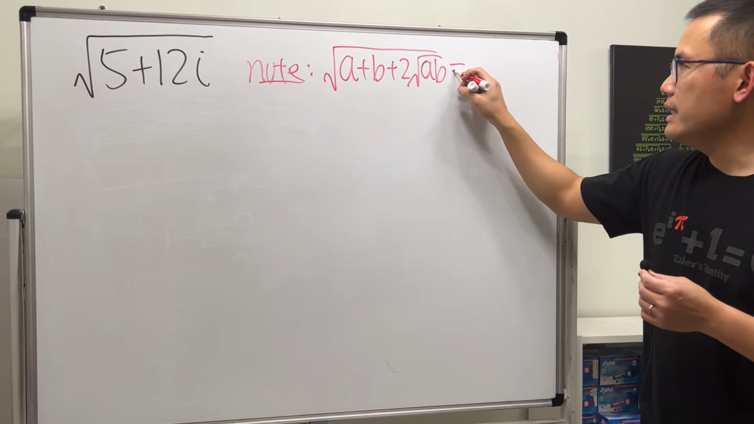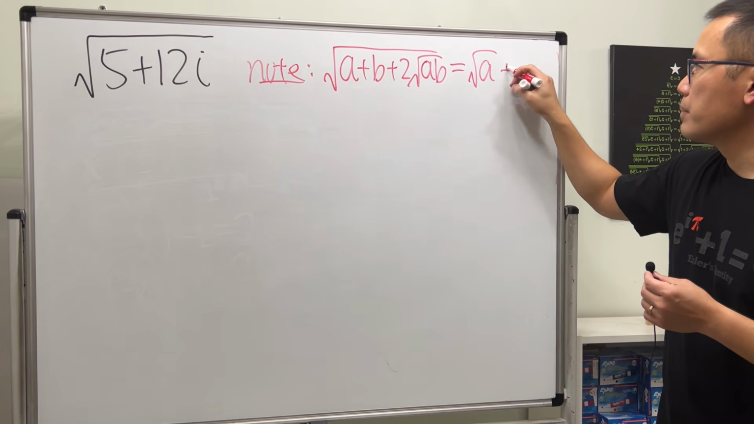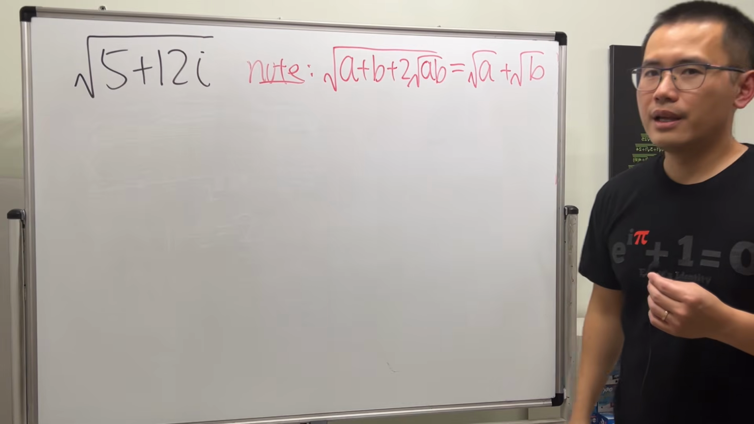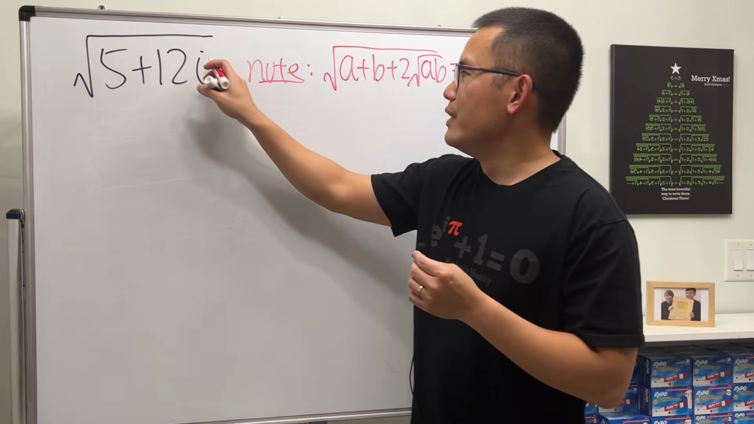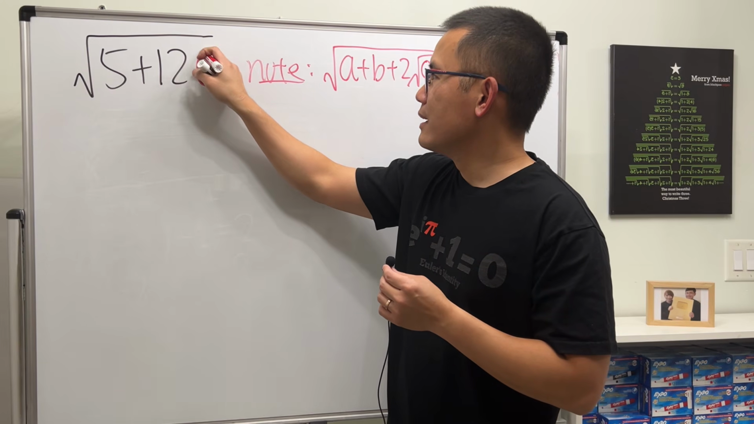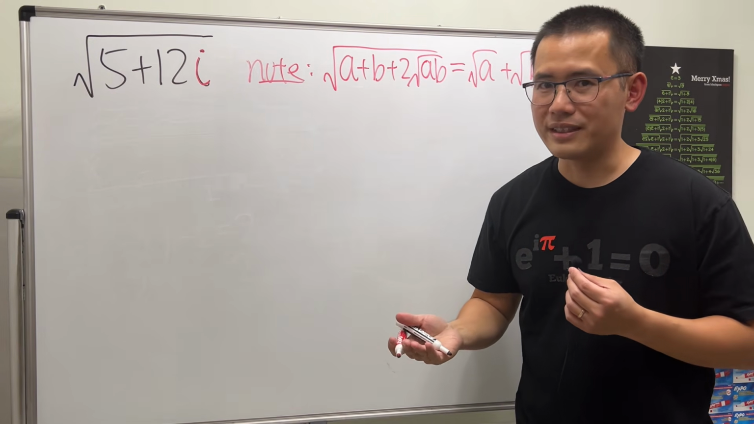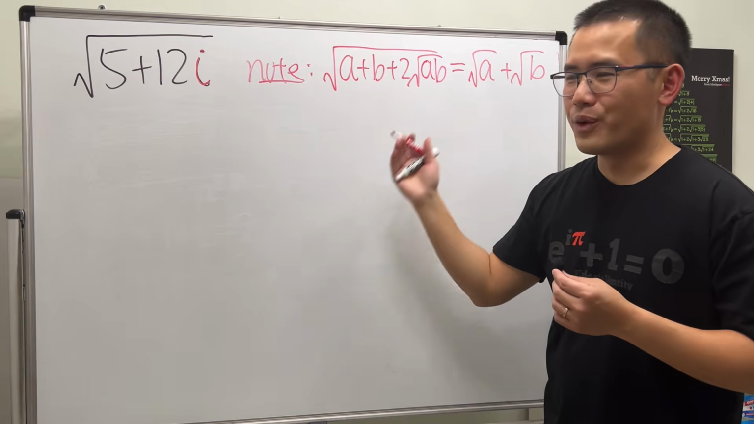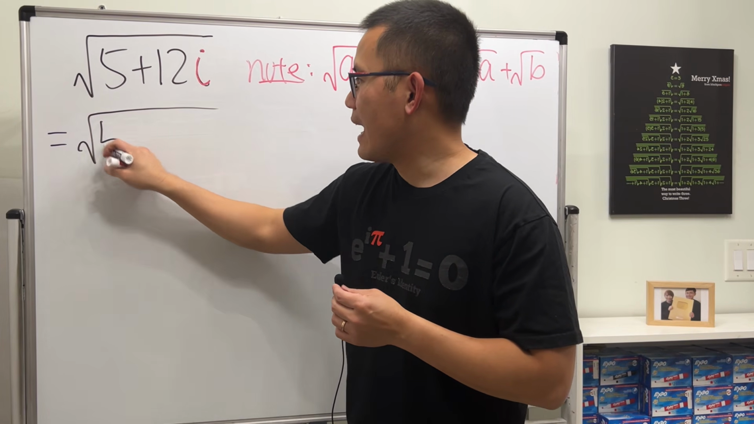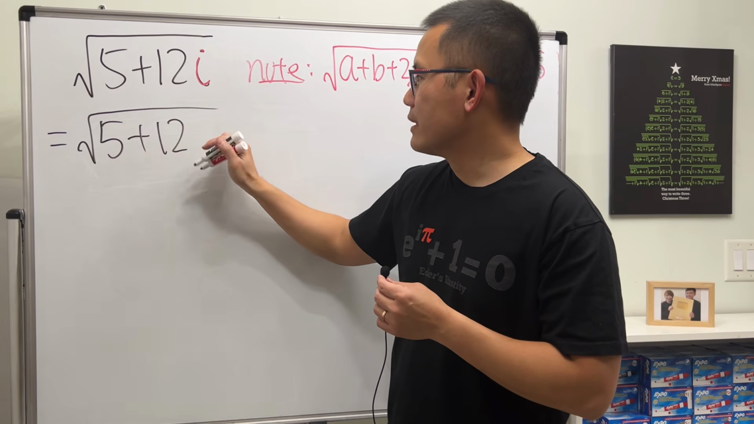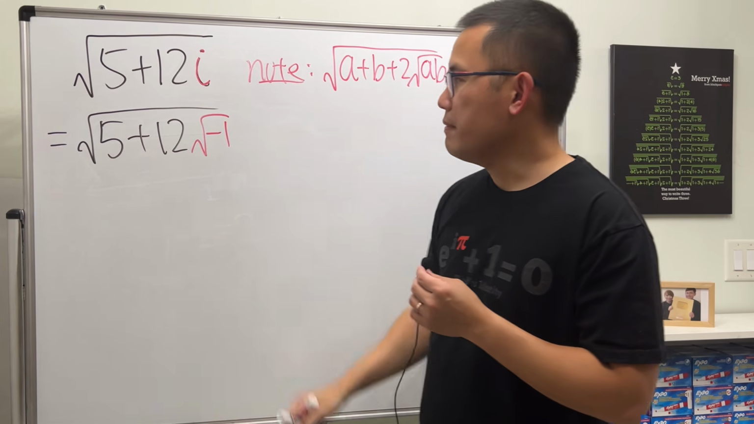This right here equals square root of a plus square root of b. So how do we do it though? Well, the first thing is, notice this i can be turned into square root of -1. So we can really use this formula right here. Have a look. We're looking at square root of 5 plus 12 times the square root of -1.